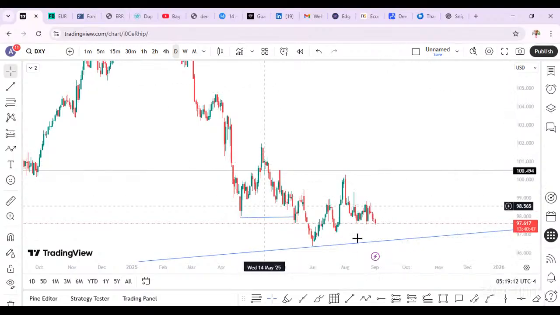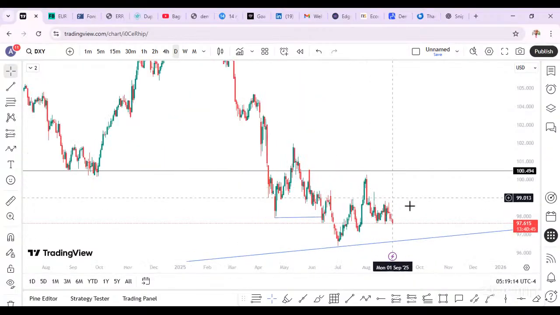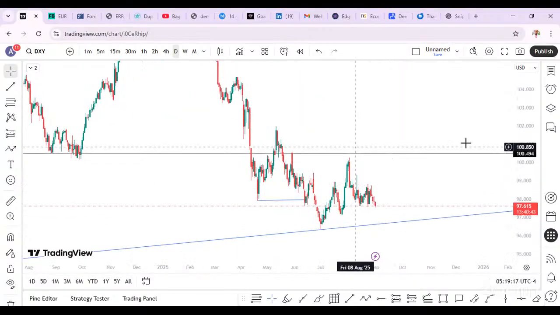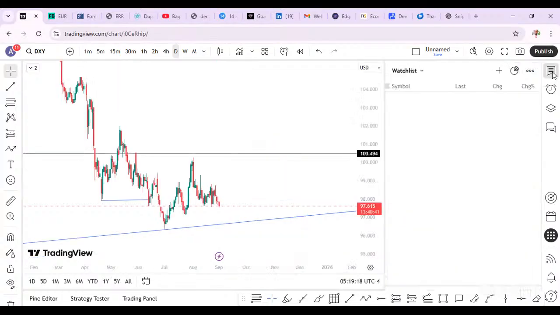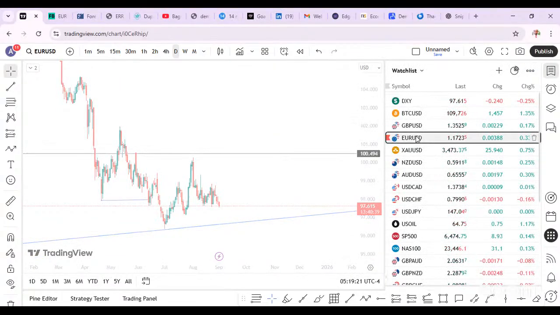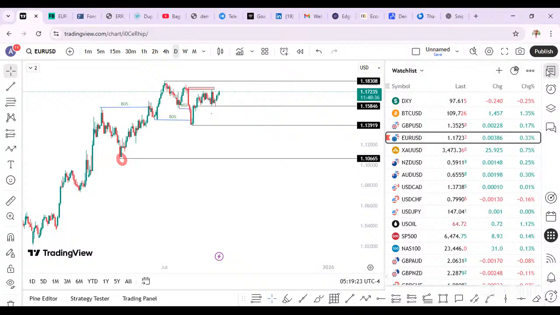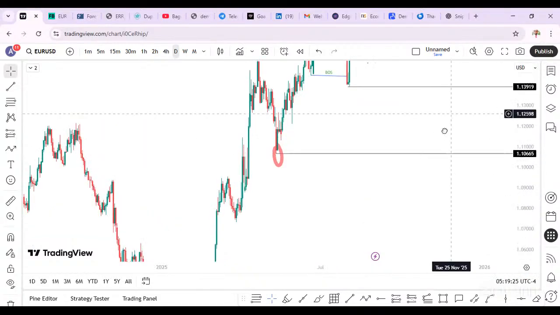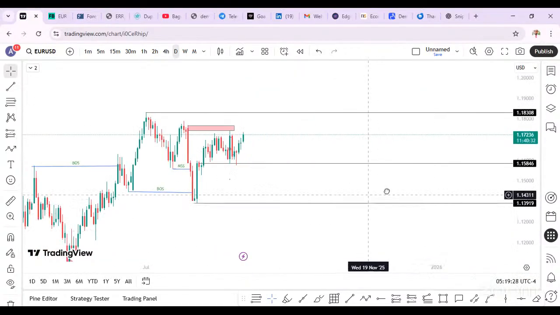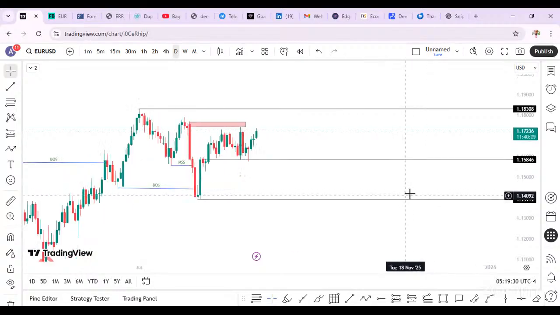But overall, the market is just in a messy phase. It needs to give a direction before we know what this is. So likewise, let's go to Euro USD. The same thing is playing out on Euro USD.